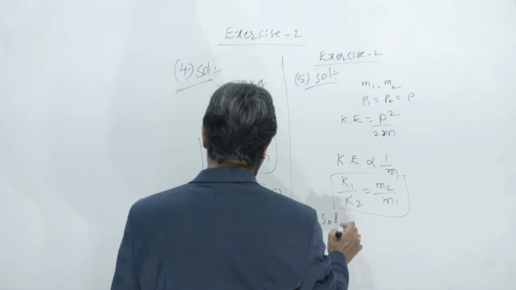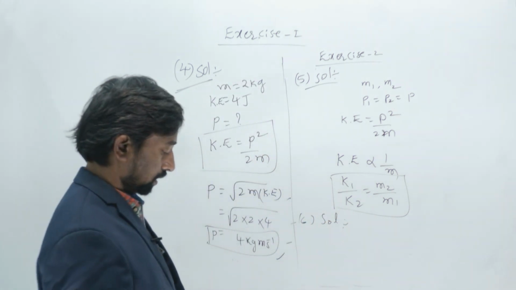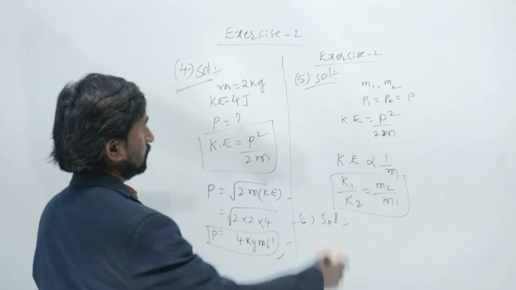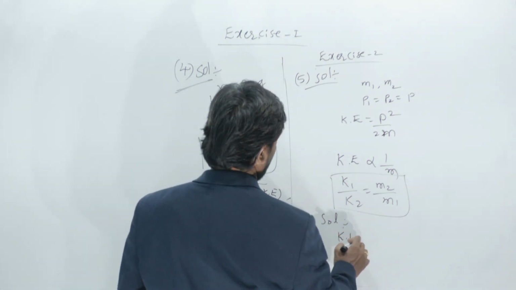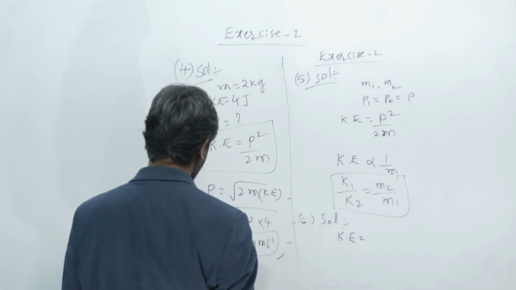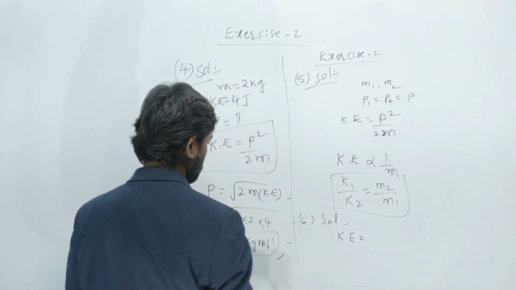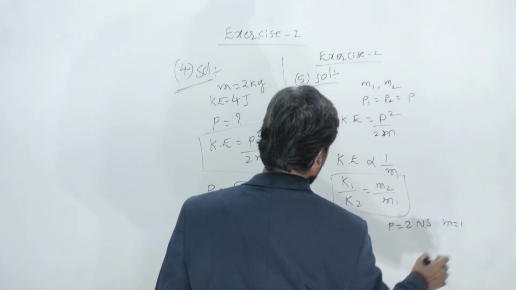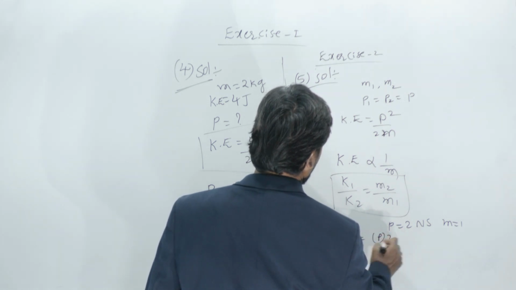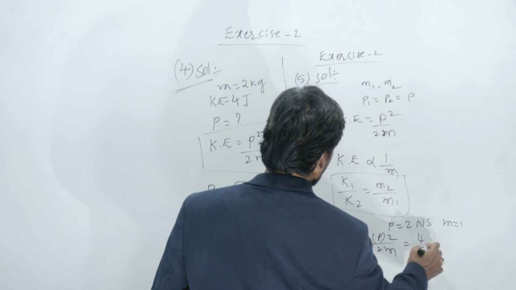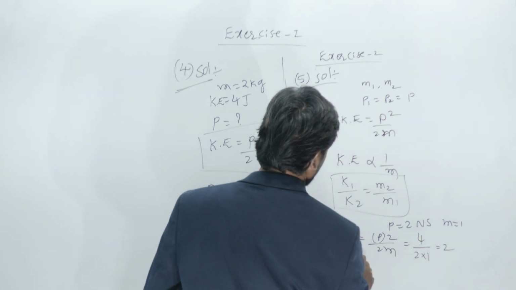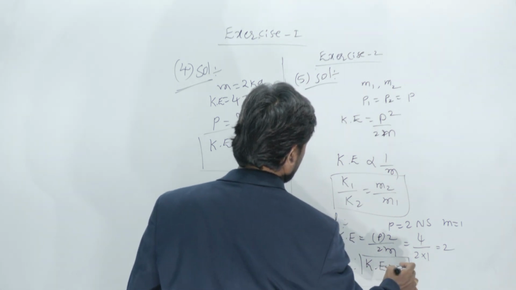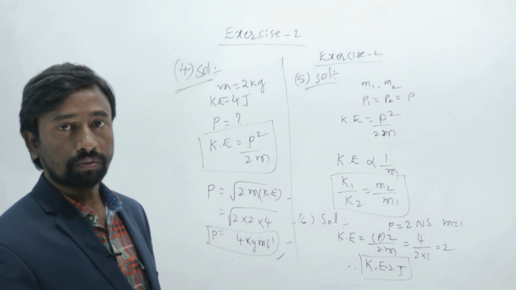Sixth one: the kinetic energy of a body of mass 1 kg and linear momentum 2 newton second. Same formula here. P is equal to 2 newton second, and mass is equal to 1. So kinetic energy is P square by 2m, which is 4 divided by 2 into 1. It becomes 2. Therefore the kinetic energy is 2 joules.